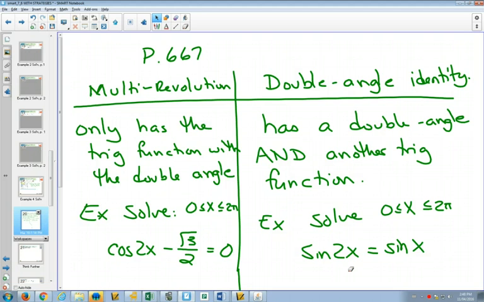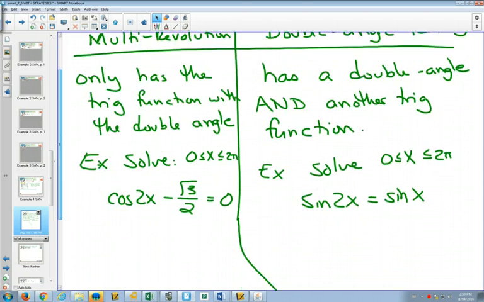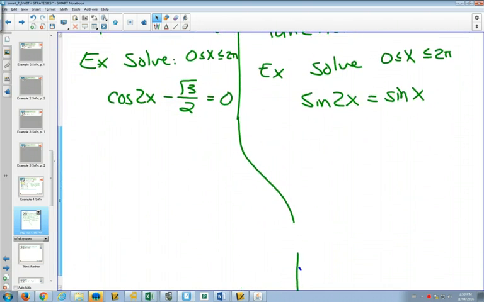So I would suggest, if the only thing you have in your equation is the trig function with that double angle, solve it as a multi-revolution question. But if you have a double angle and another trig function in that, then we're going to solve it using one of our double angle identities. So for the one on the left, since we just have a cos 2x and we don't have any other trig functions, we get the cos by itself.